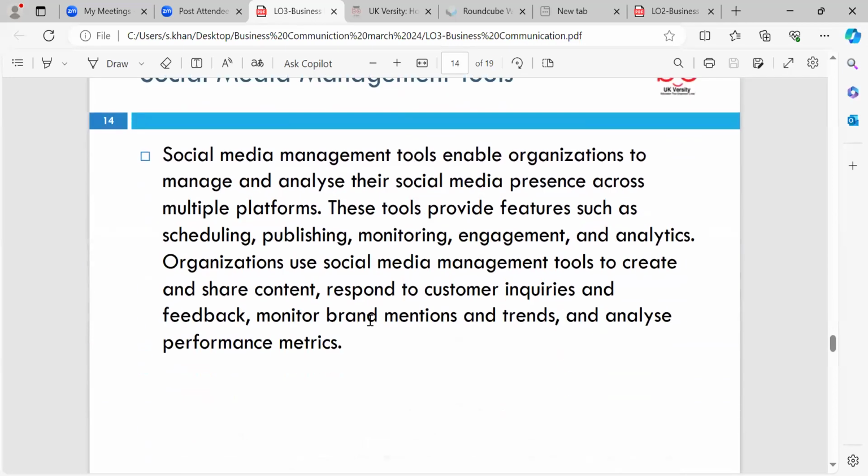Social media management tools. Social media management tools enable organizations to manage and analyze their social media presence across multiple platforms. These tools provide features such as scheduling, publishing, monitoring, engagement, and analytics. Organizations use social media management tools to create and share content, respond to customers' inquiries and feedback, monitor brand mentions and trends, and analyze performance.